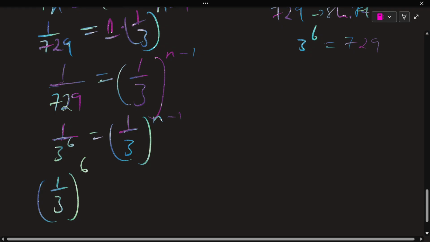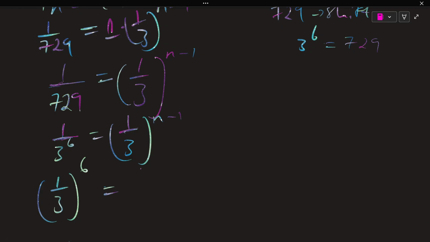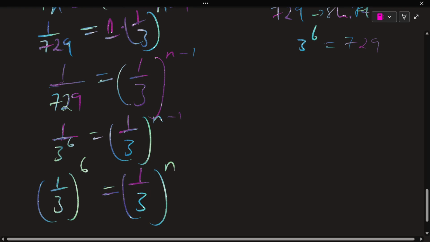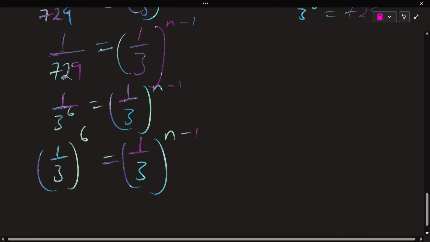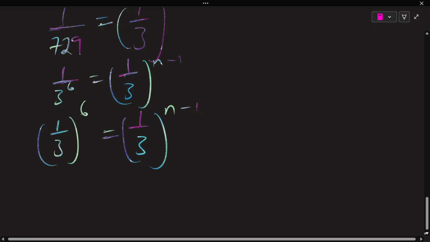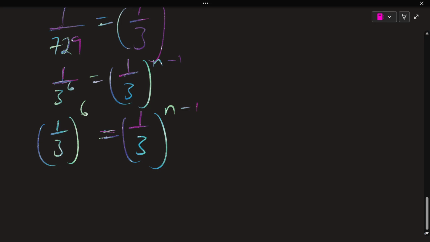Here we can also enclose this 1 over 3 in an exponent of 6, and because 1 to the exponent 6 is also equal to 1, there is no difference. On this side we have 1 over 3 to the exponent n minus 1. Now with that, we have the same base on both sides of the equal sign. What can we do? By the laws of exponents, when the bases are the same, we equate the exponents.